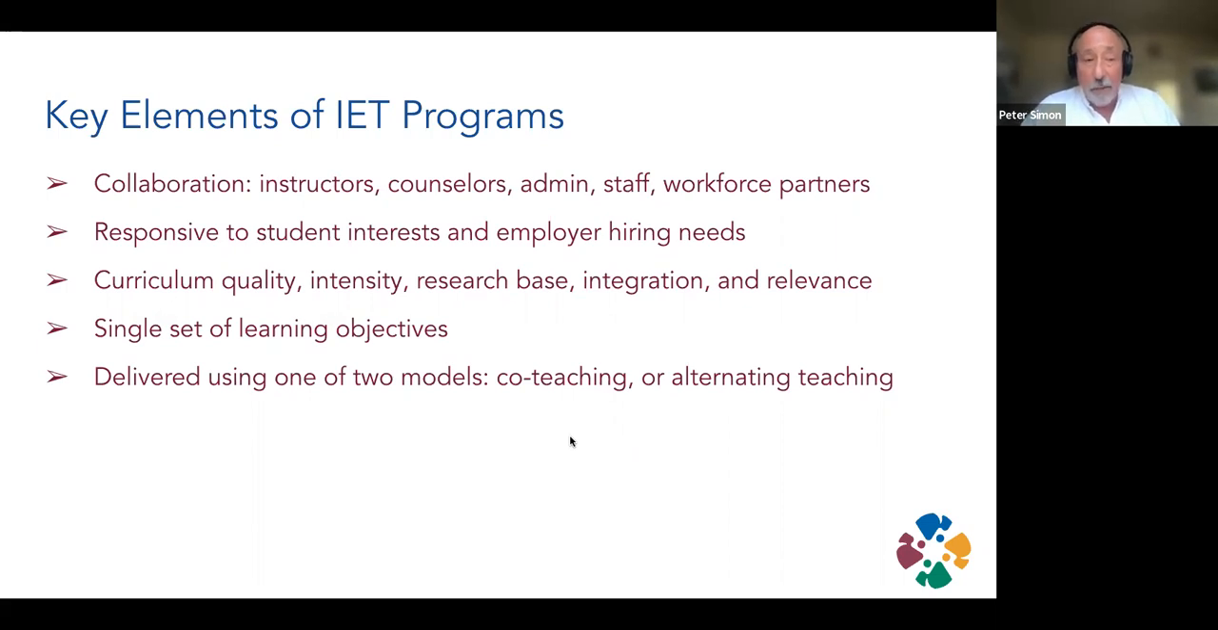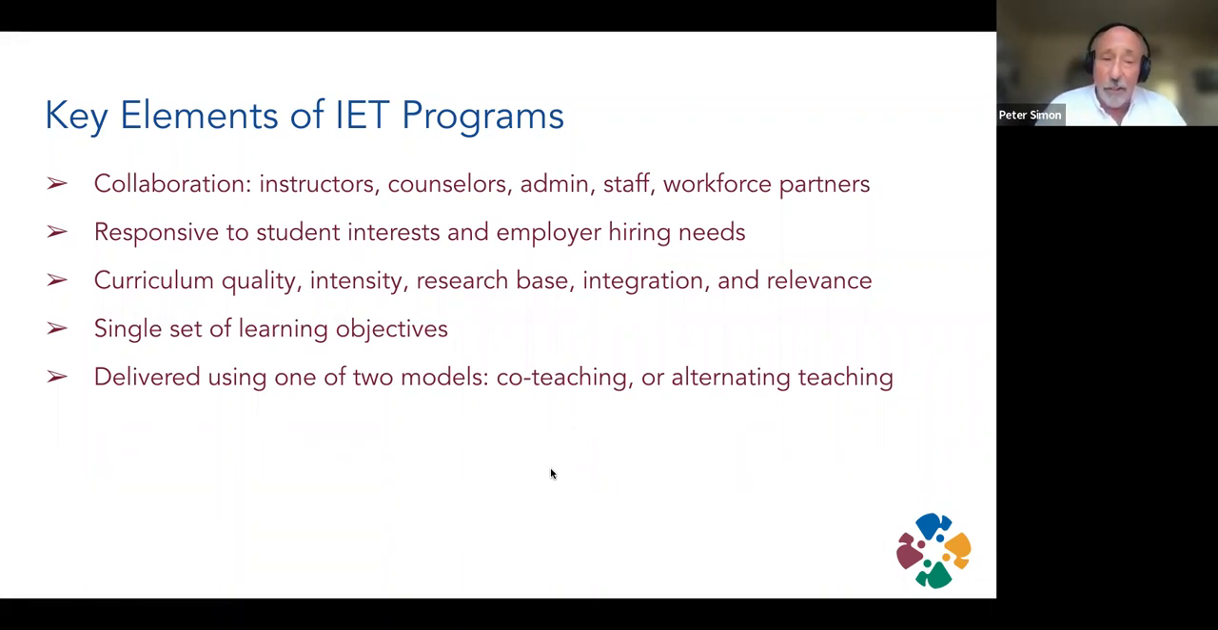All of these programs focus a lot on building quality curriculum, and it's about integration and making it, of course, relevant to the students. One thing that sets IET programs apart is that even though you may have a CTE program and an ESL or GED, you have a single set of learning objectives, and that's a lot of what the teachers work out together.